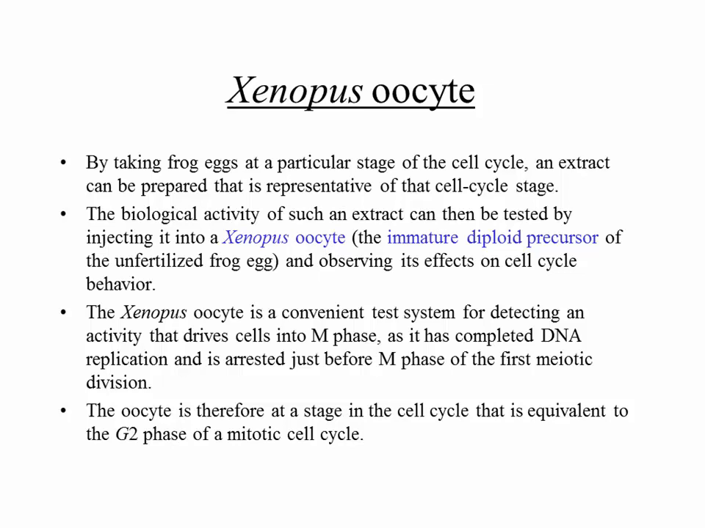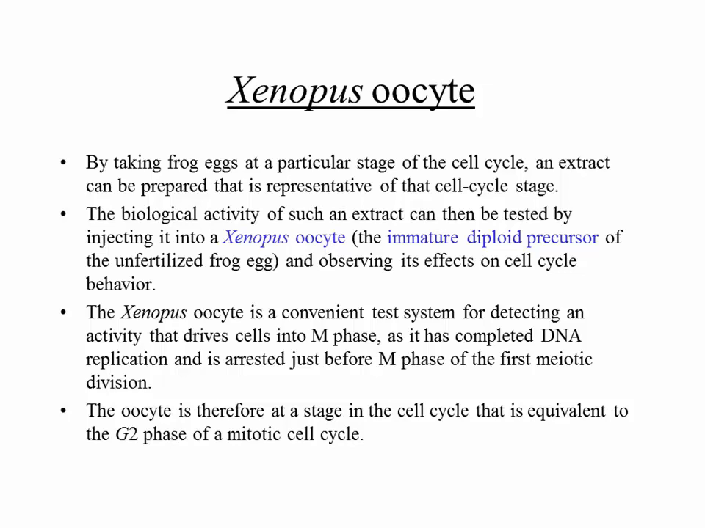Now the biological activity of such an extract can then be tested by injecting it into a Xenopus oocyte. I'm sorry, it's not the frog egg, it's the oocyte that I'm talking about, that is arrested before the first meiotic cell division. So you can take an extract from different stages of the cell cycle. Like if you want to see what enzymes are present, let's say in S phase, you can create an extract with that, okay?